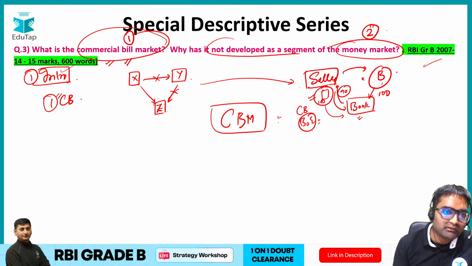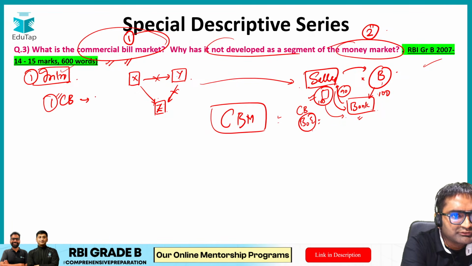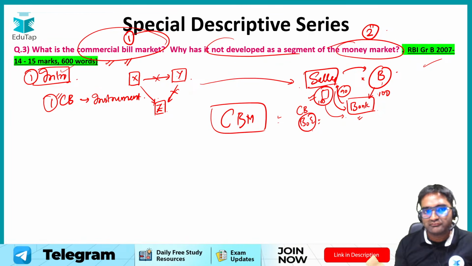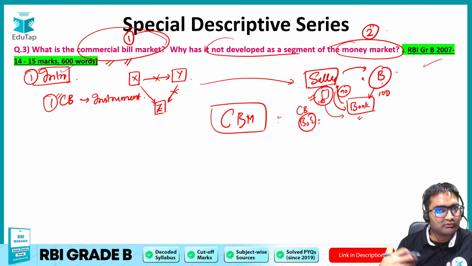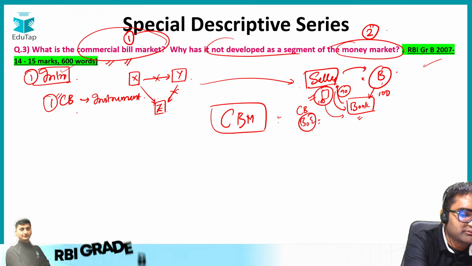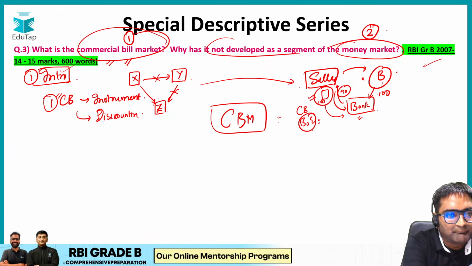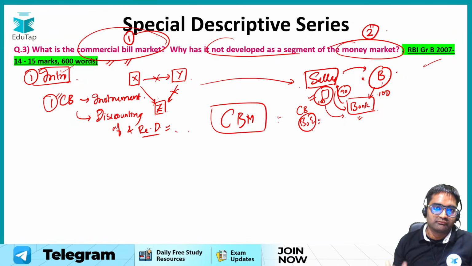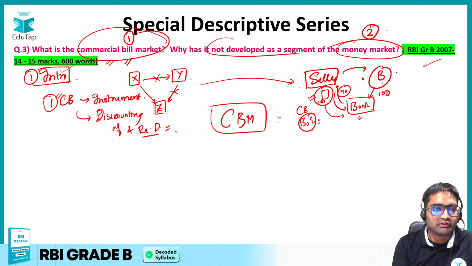Now, talking about the commercial bill market, you can first of all define it as an instrument that helps in transferring the receivables and payables from one particular party to another. And the utility of this commercial bill market is with respect to discounting of bills and rediscounting of the bills. Okay, so you can just begin in that manner. So that is the basic definition of the commercial bill market. Okay, you can begin with this.